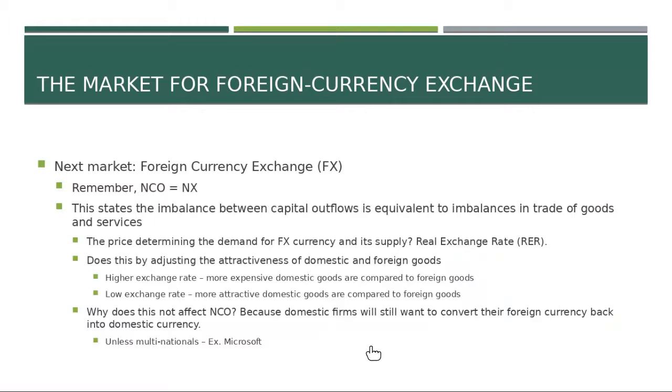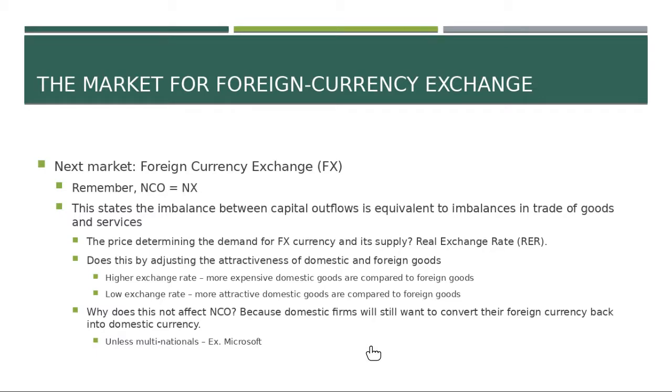Now, continuing the market for foreign currency exchange, remember that net capital outflow equals net exports. So this states that the imbalance between capital outflows is equivalent to the imbalance in trade of goods and services. The price determining the demand for FX currency and its supply is again the real exchange rate. It does this by adjusting the attractiveness of domestic and foreign goods. A higher exchange rate means that domestic goods are more expensive compared to foreign goods, while a low exchange rate means that domestic goods are more attractive compared to foreign goods.